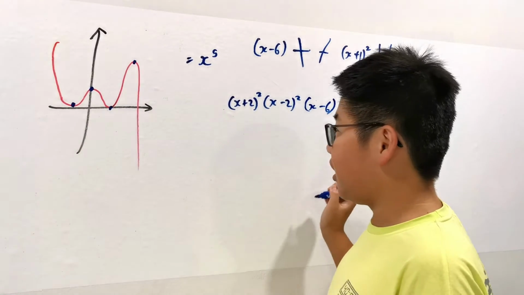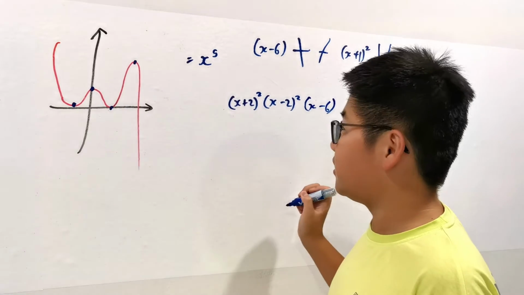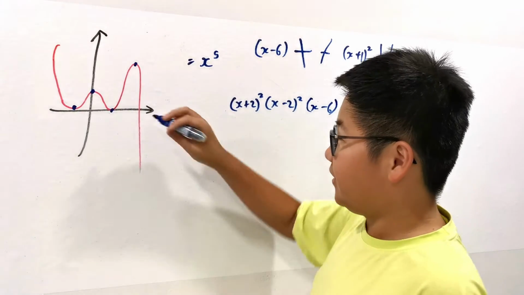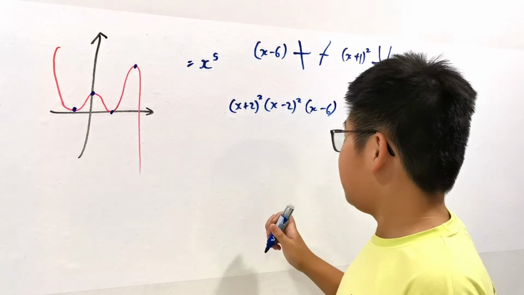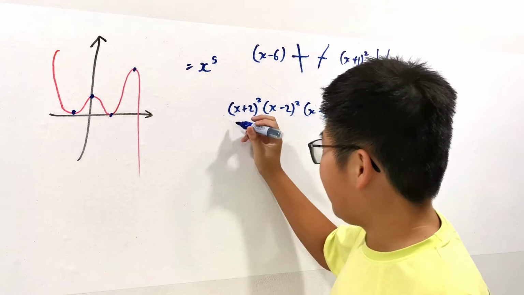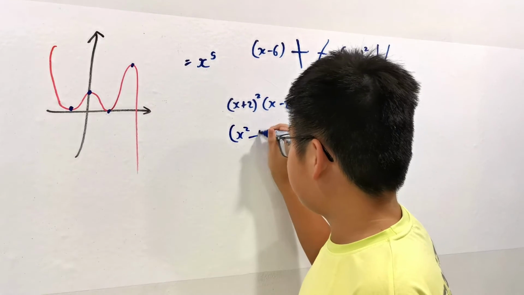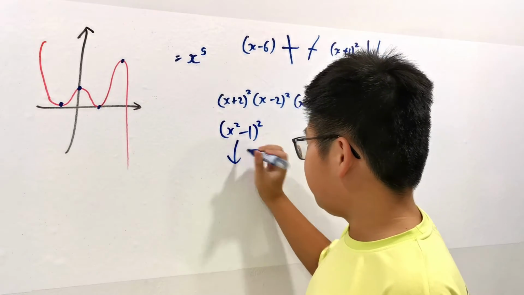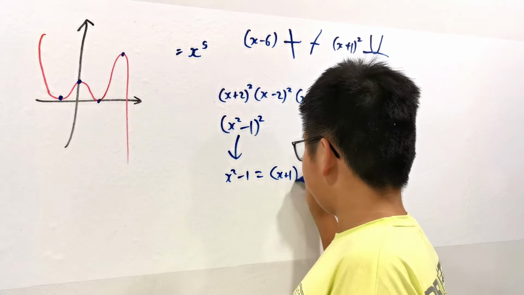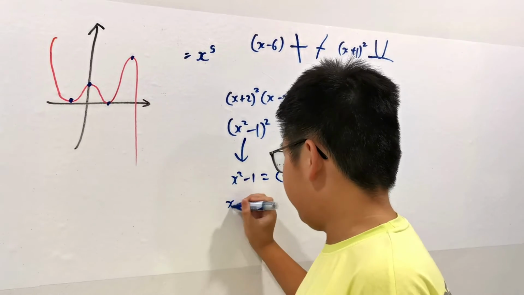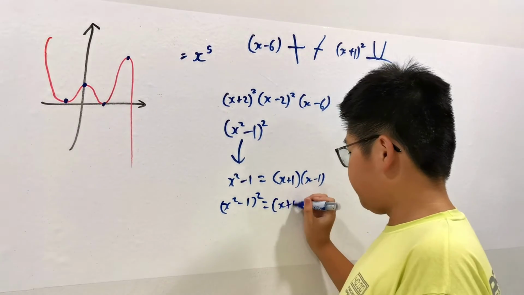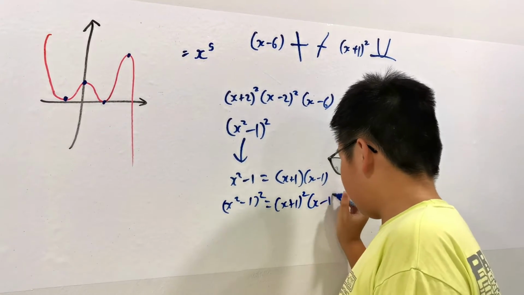Well, obviously this is not going to work because if we substitute a huge positive value for x, say like 1 million, then this curve will shoot up to the stars. That's why we'll need to do something negative. How about x squared minus 1 squared? Because x squared minus 1 equals x plus 1, x minus 1. So x squared minus 1 squared equals x plus 1 squared, x minus 1 squared.